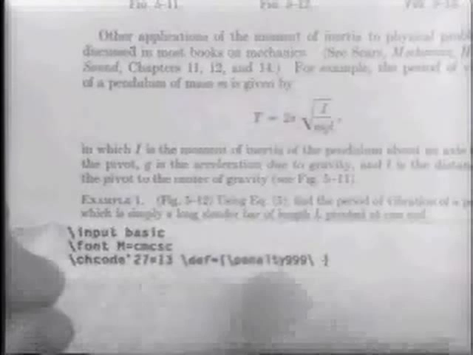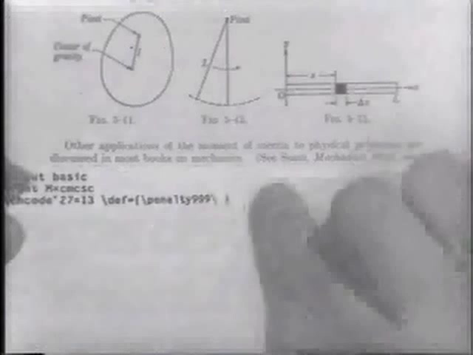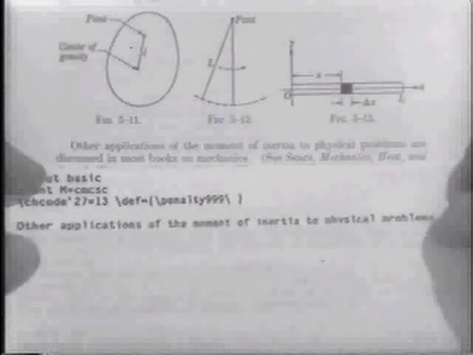But this is an incantation which says when I type a double arrow, it's going to tell TeX not to break between those two words at the end of a line unless it's absolutely necessary. So I started out that way, and then now we got to get to the beginning of this line here. Well, this first sentence, of course, there's nothing very interesting about it. It starts out, so we just type it in, right? Other applications of the moment of inertia to physical problems are discussed.